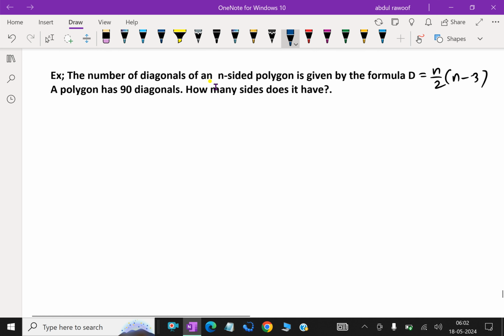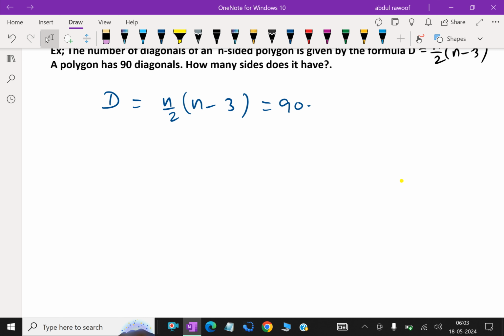The number of diagonals of an n-sided polygon is given by the formula d equals n over 2 into n minus 3. A polygon has 90 diagonals. How many sides does it have? Here, n is the number of sides and d is the number of diagonals, 90. So by cross multiplying, 90 into 2 is 180. So n squared minus 3n minus 180 equals 0.